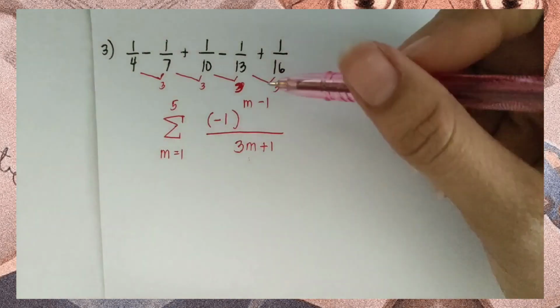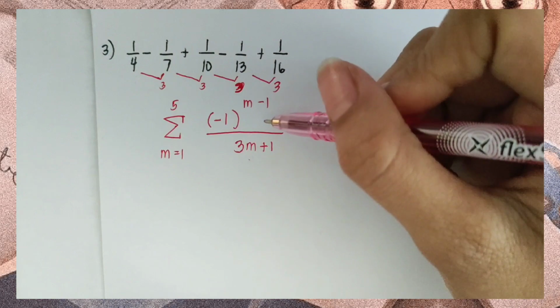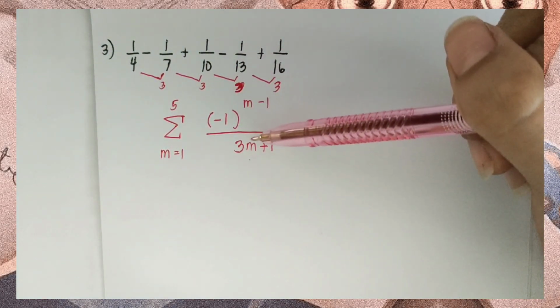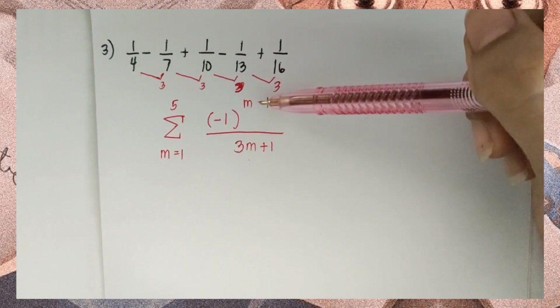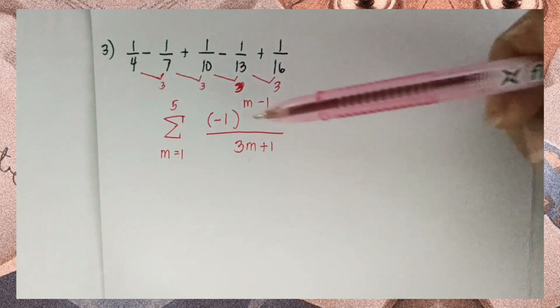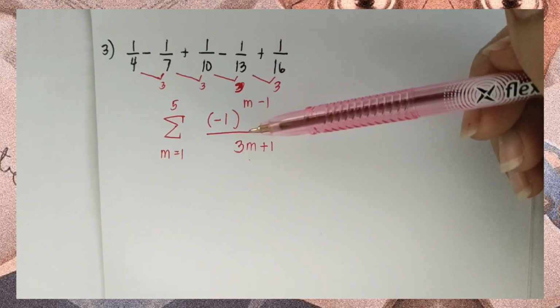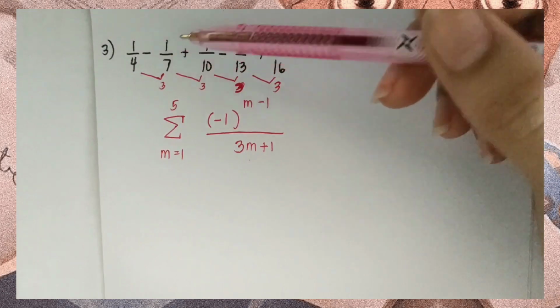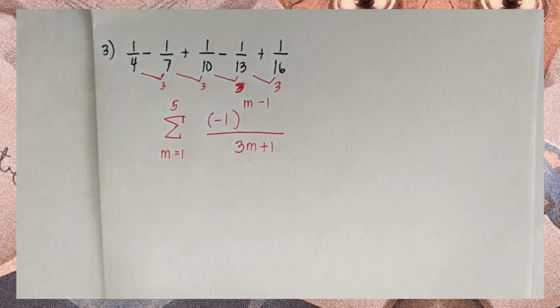So let us check first the numerator if it really fits. So negative 1 raised to 1 minus 1 is 0, that is positive 1. The negative 1 raised to 2 minus 1, which is 1, that is a negative 1. So this is correct. This is now the answer for number 3.